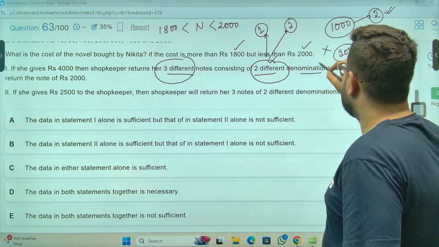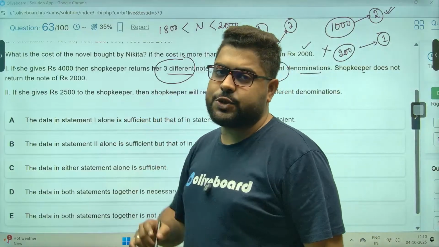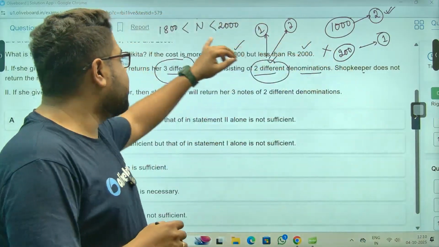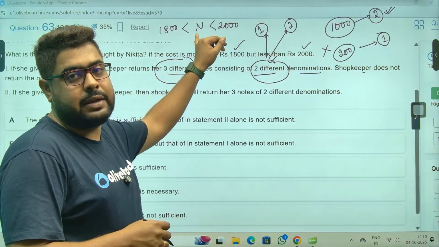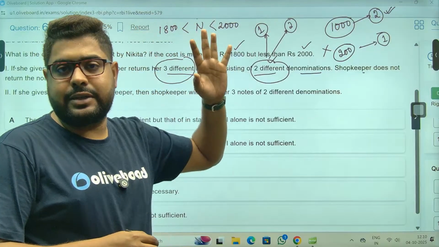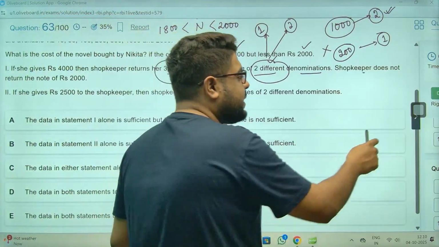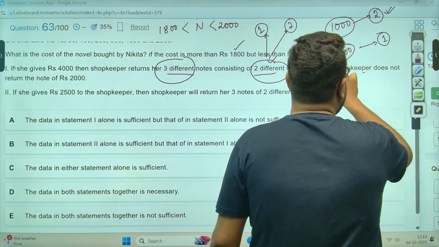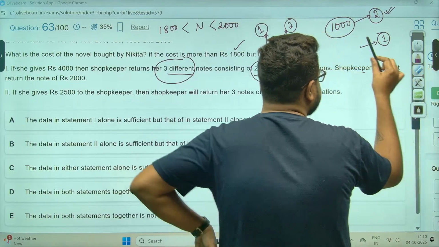The answer is no. Why not? Because if that is the situation, then the price of the novel is 1800. That cannot happen. It has to be greater than 1800. So possibilities are what, sir?